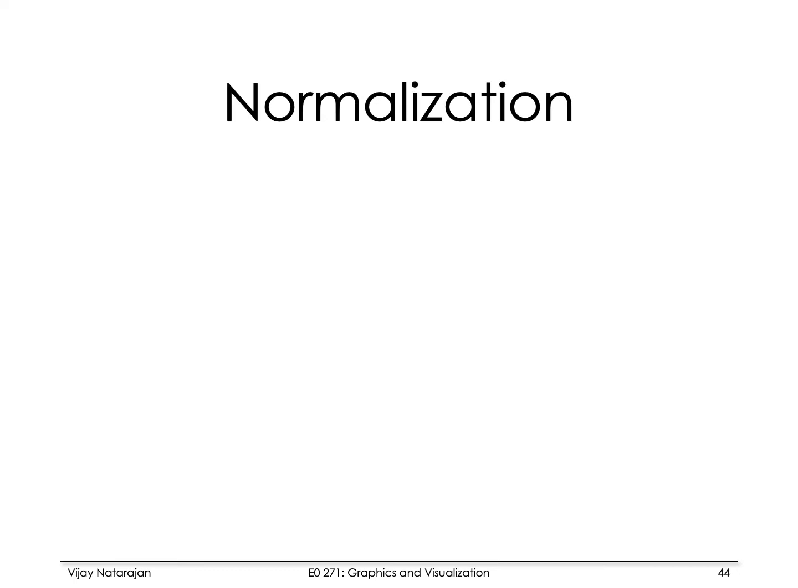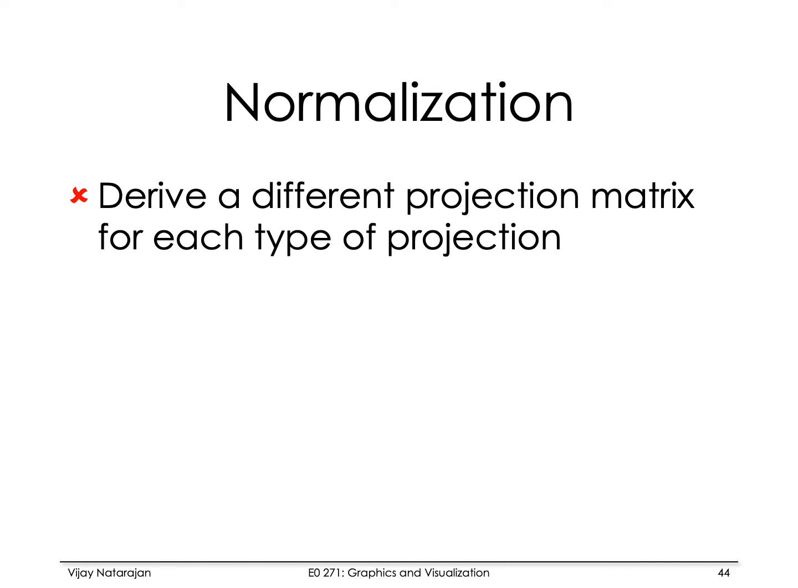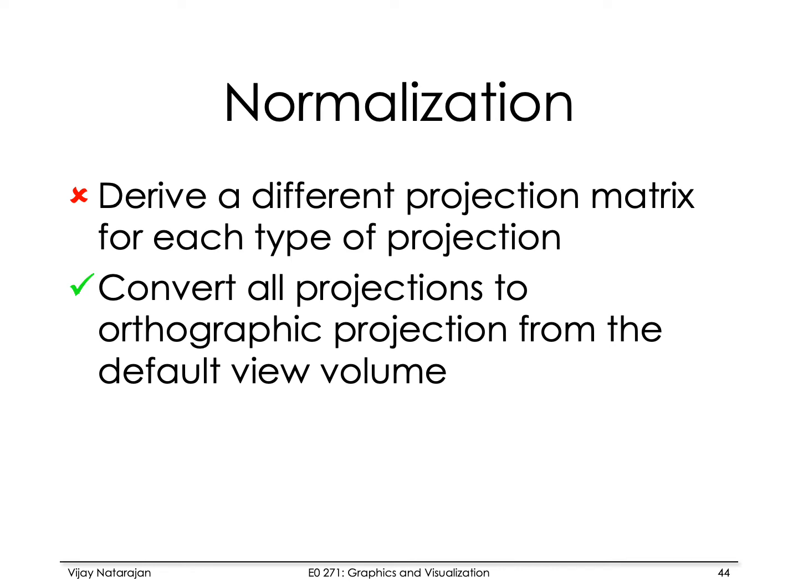Let's go back to discussing normalization. The idea behind normalization is that you don't want to derive a different projection matrix for each type of projection. We already saw 3 different ways to specify your view volume, and we saw 2 different projections. So we want to convert all these projections to the simple case of the orthographic projection from the default view volume. The question is, what kind of transformations can I apply so that in the end, the only projection matrix that I write down is the orthographic projection along the z-axis from the default view volume.